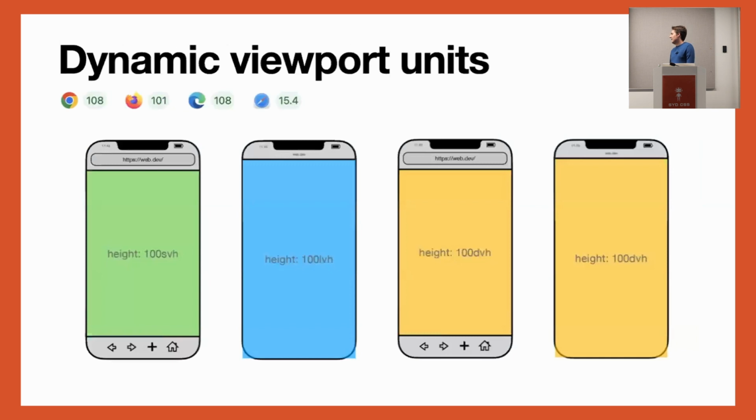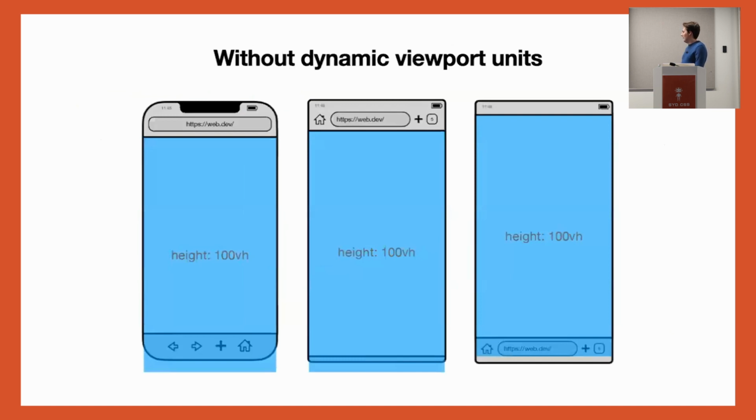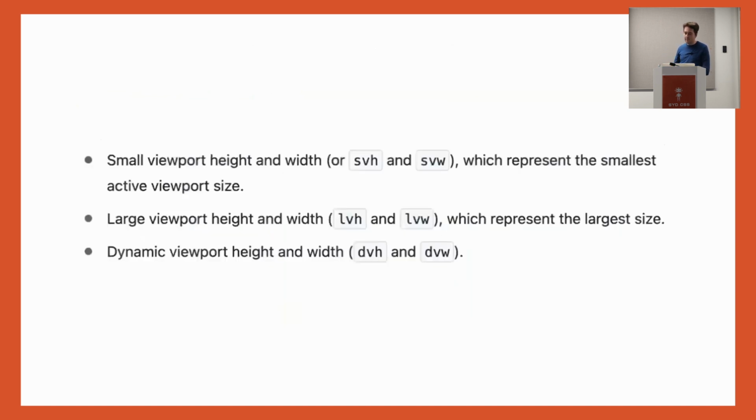Dynamic viewport units are also really exciting. With mobile devices as they are, you can often end up with different viewport sizes depending on the browser configuration, and we can now target them accurately with these units, as opposed to previously where we only had VH to play around with, and we had to do all sorts of weird hacks to get stuff working. So now we have these units to play around with: the smallest active viewport size, the largest, and the dynamic viewport height and width.